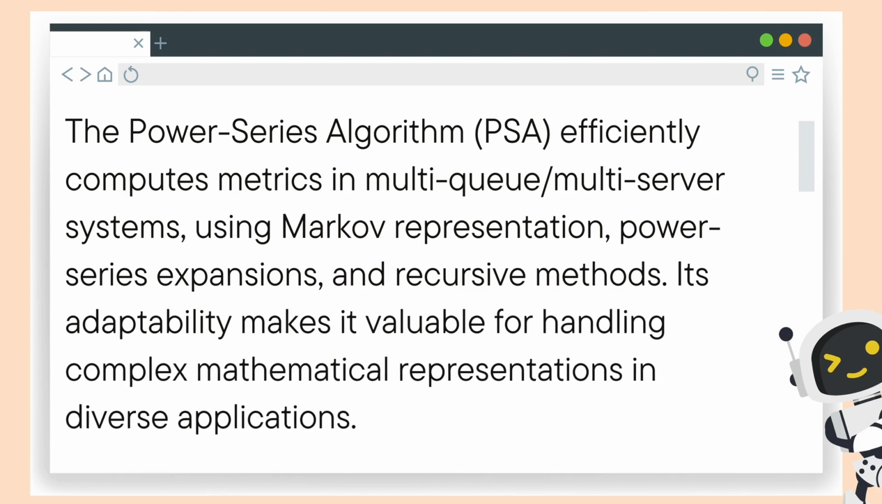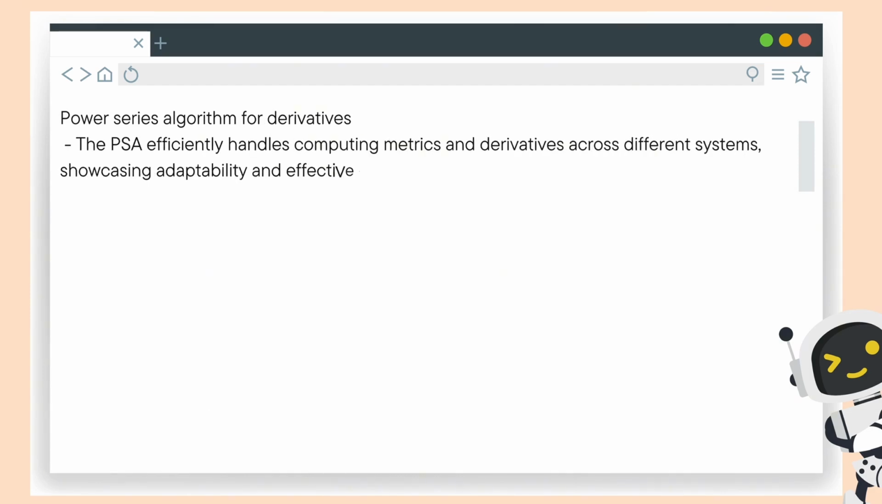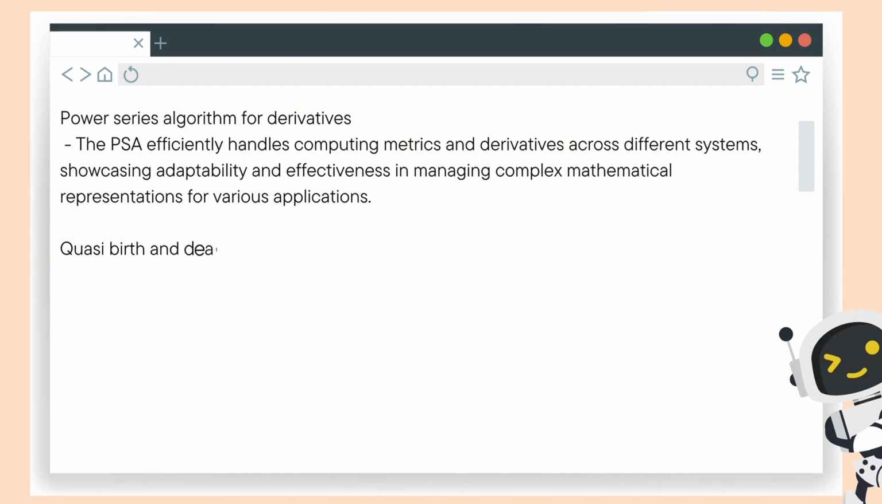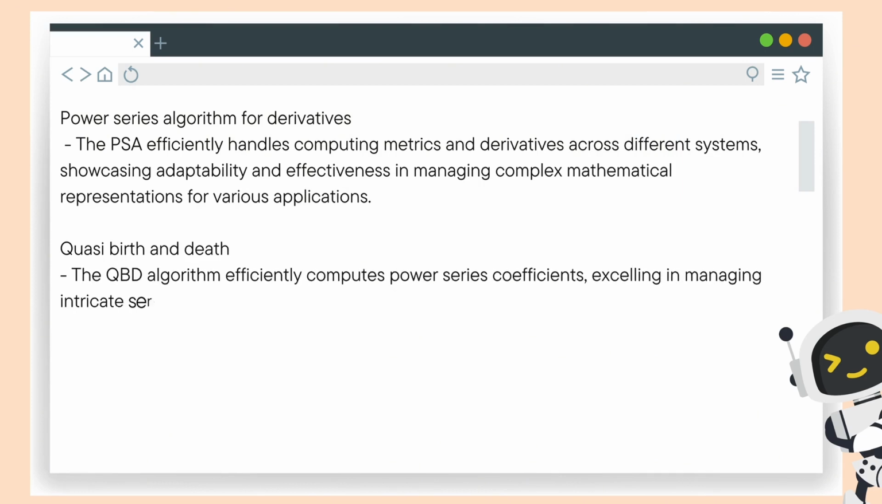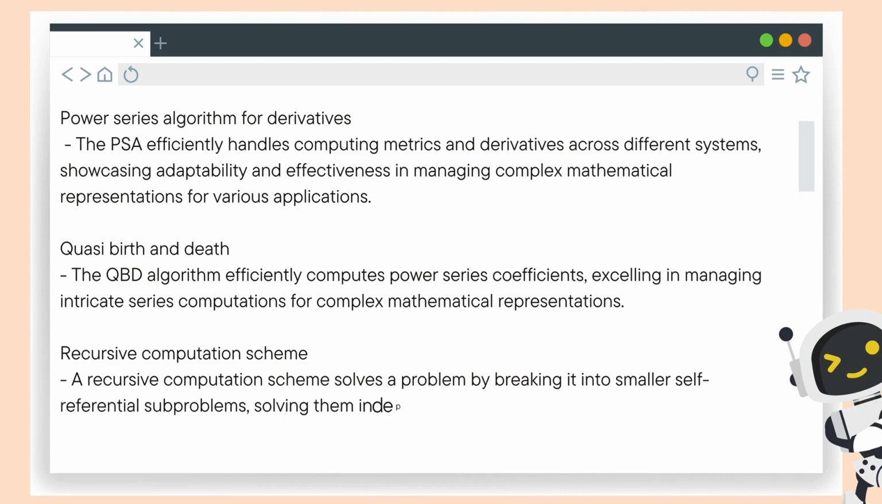diverse applications. Power series algorithm for derivatives. The PSA efficiently handles computing metrics and derivatives across different systems, showcasing adaptability and effectiveness in managing complex mathematical representations for various applications. Quasi, birth, and death. The QBD algorithm efficiently computes power series coefficients, excelling in managing intricate series computations for complex mathematical representations.